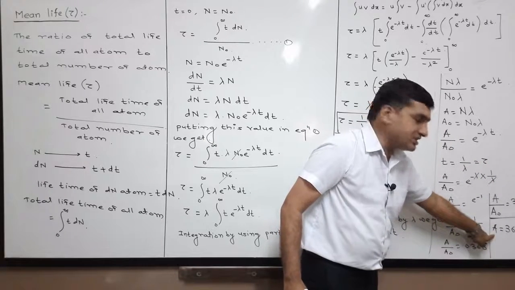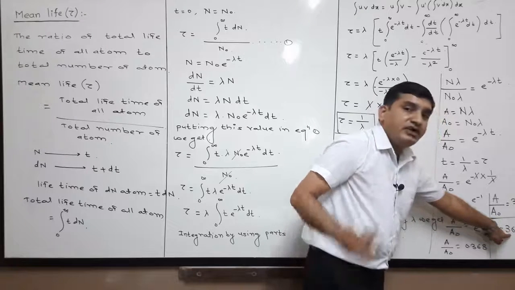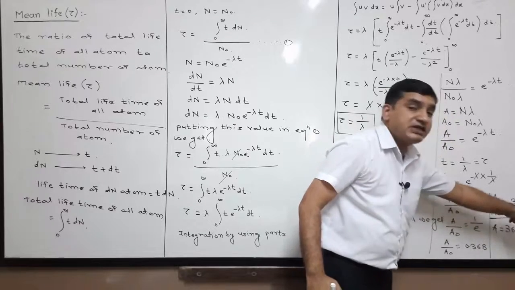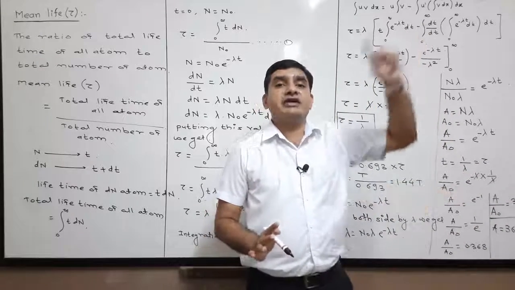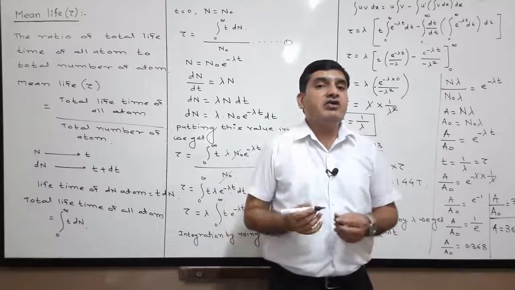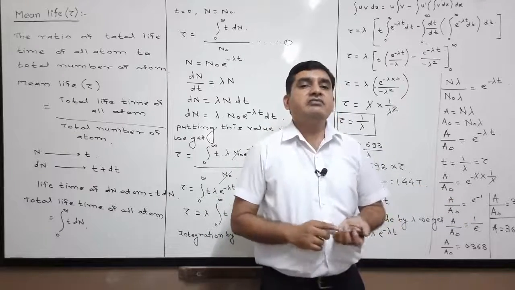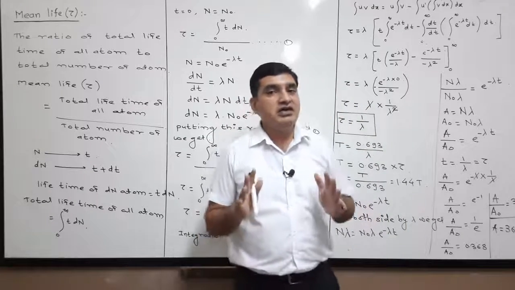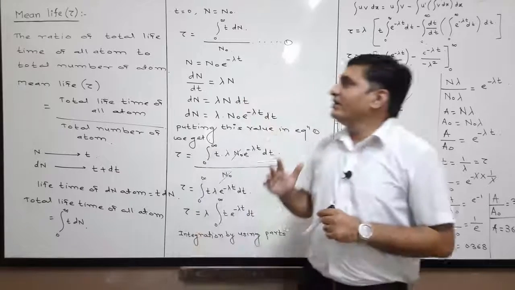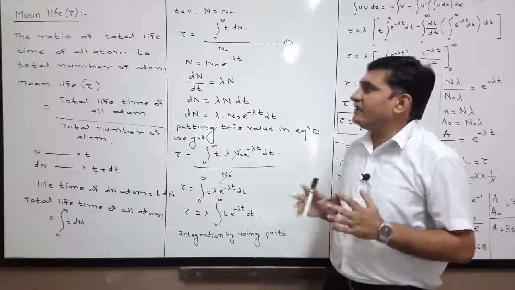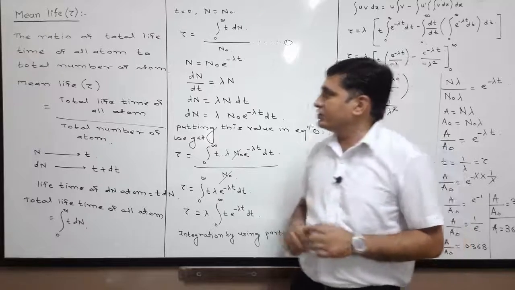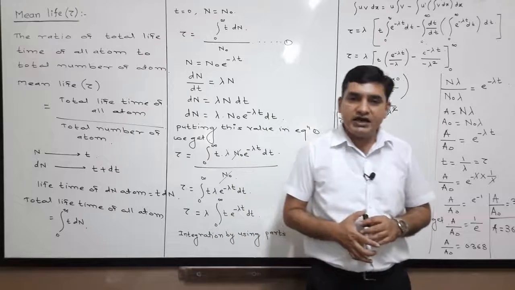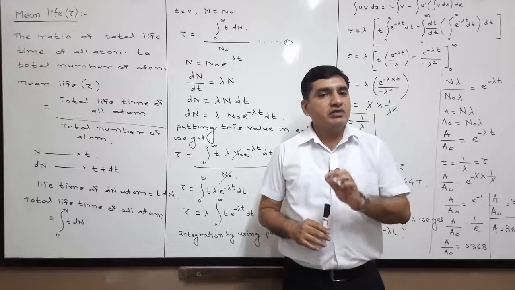So the activity of a radioactive substance decreases, and it becomes 36.8% of its original activity. A0 means the activity of a radioactive substance when time t is equal to 0. So this is related to mean life. Mean life is the ratio of the total lifetime of all atoms to the total number of atoms, and therefore tau is equal to the total lifetime of all atoms divided by the total number of atoms.